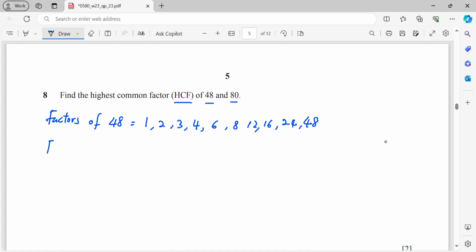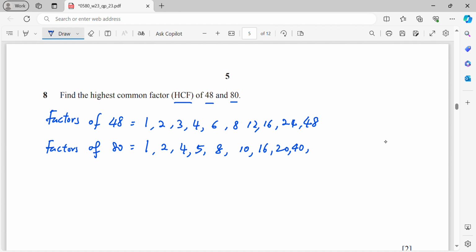Now, for the factors of 80. So it can be 1 times 80. Then it can be 2 times 40. The next one is 80 divided by 4, so divided by 4, it will be 20. After that, divided by 5, it will be 16. Then divided by 8, it will be 10. So all these are the factors of 80.